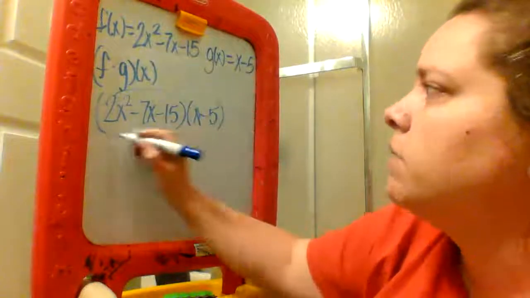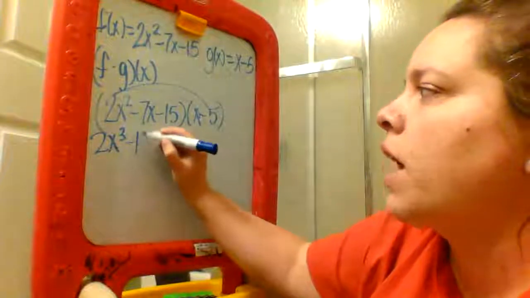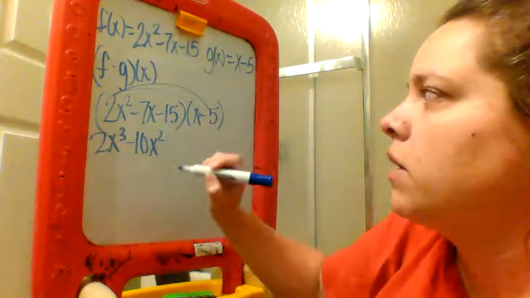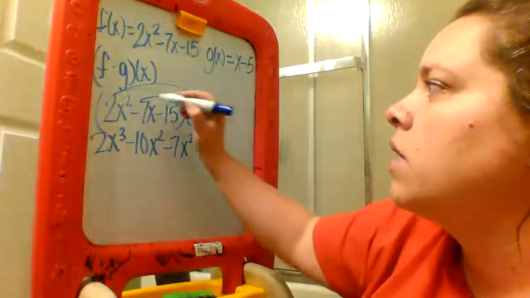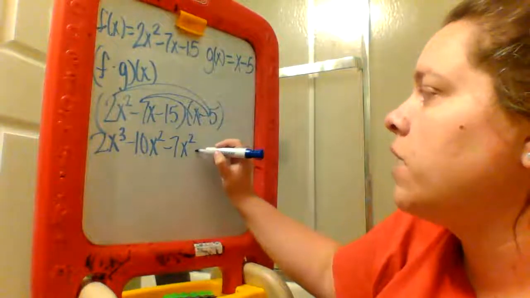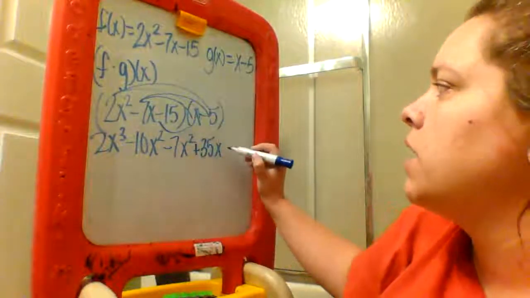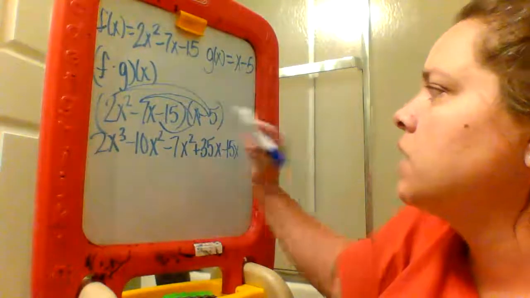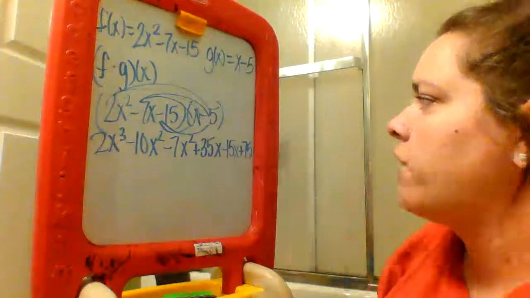So 2x squared times x is 2x cubed. 2x squared times negative 5 is negative 10x squared. Negative 7x times x is negative 7x squared. Negative 7x times negative 5 is positive 35x. Negative 15 times x is negative 15x. And negative 15 times negative 5 is positive 75.